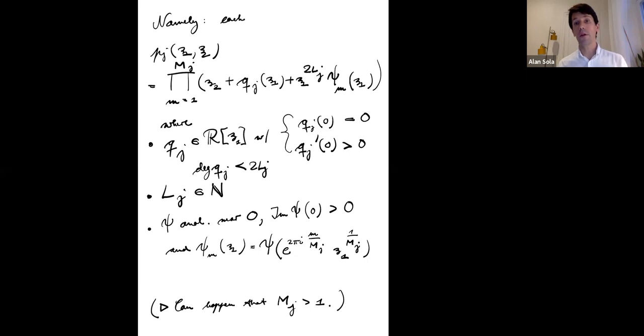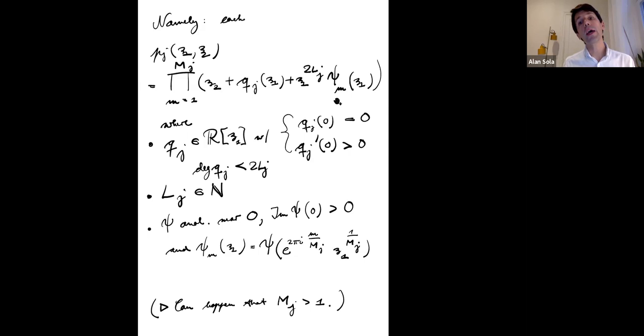Z1 times some positive number, and then there are higher order terms. The degree of Qj is less than this number 2Lj, which appears in the next term, and Lj here is a natural number. That is to say, the Z1 to the 2Lj is Z1 to some even power.